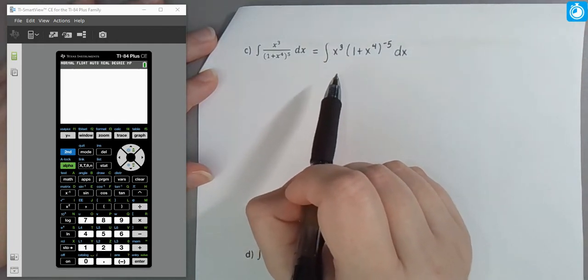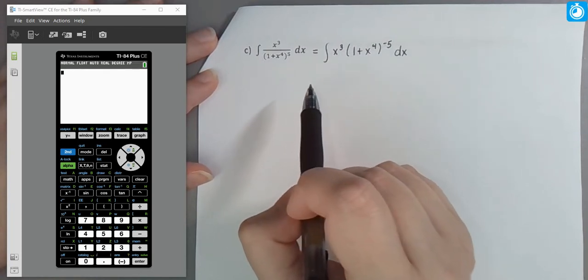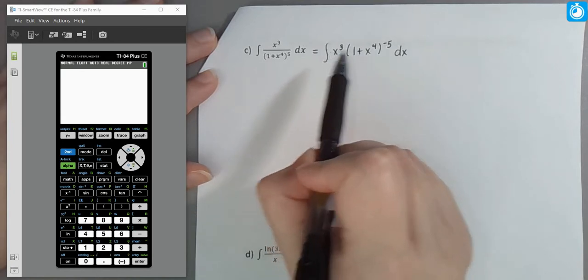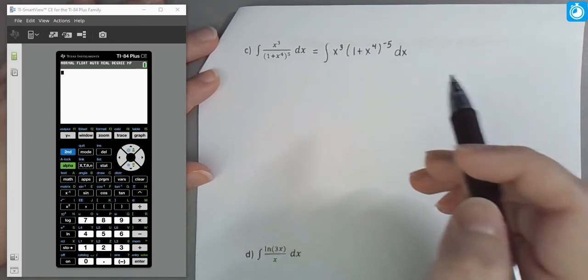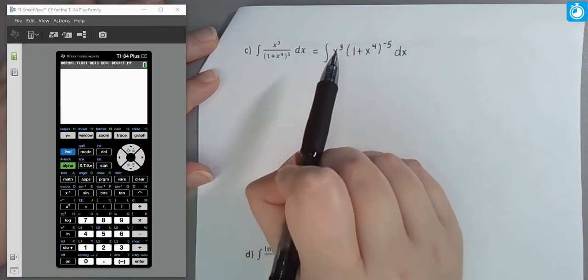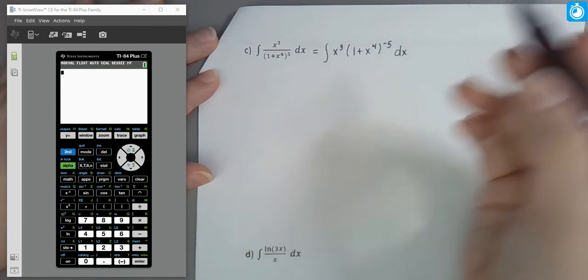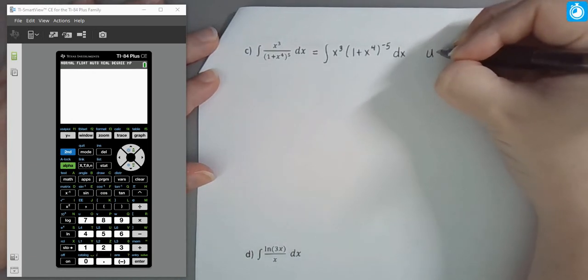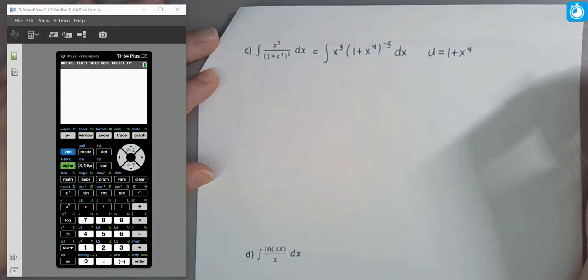The constant out front that we would need, or in this case the one that we're missing, is not going to make a difference. And I'll show you why once we actually get to the point of making the substitution and simplifying things down. So because we have something closely related to the derivative of our inner function, we can proceed. So we're going to substitute for our inner function, 1 plus x to the 4th.